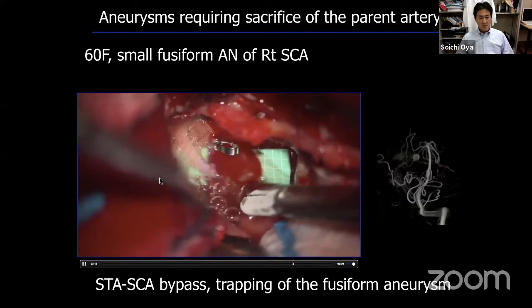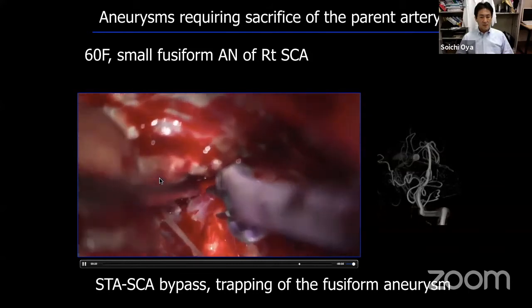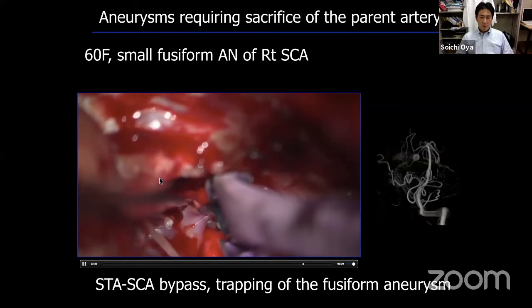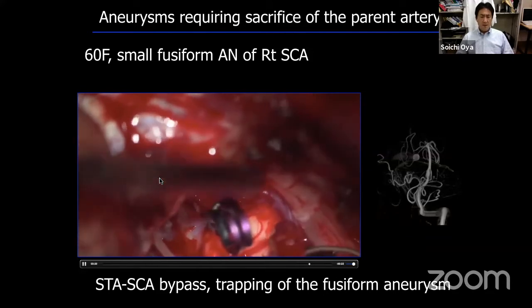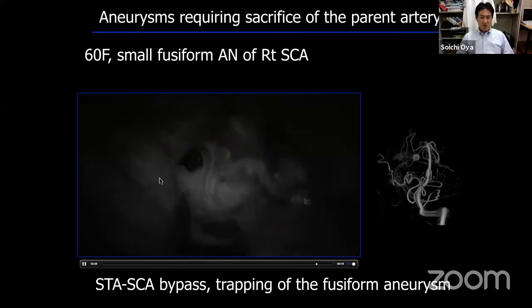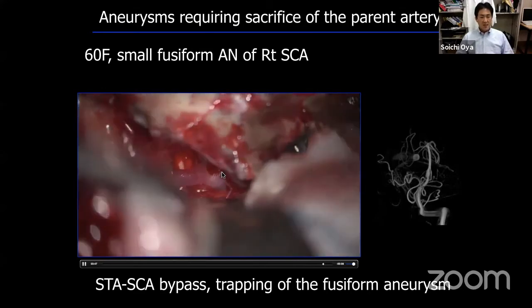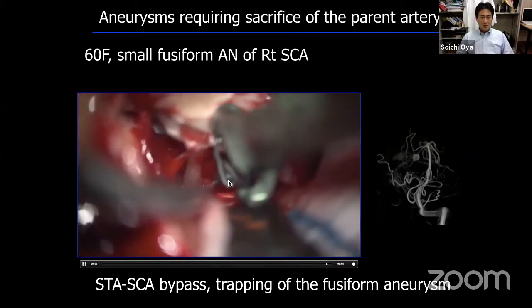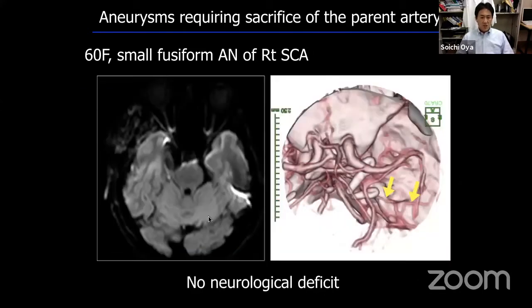Now I'm releasing the parent artery. And I apply a permanent clip to the distal aneurysm. ICG video angiography showed good patency via the donor artery. And as the last step, I added another clip to the proximal portion of the superior cerebellar artery. And she had no infarction, fortunately. The postoperative 3D CT angiography showed the bypass vessel here.